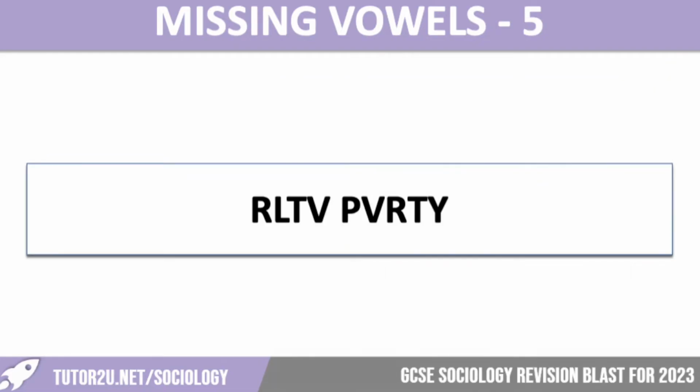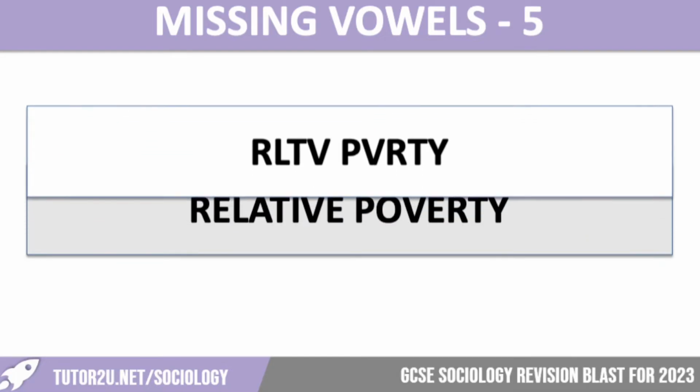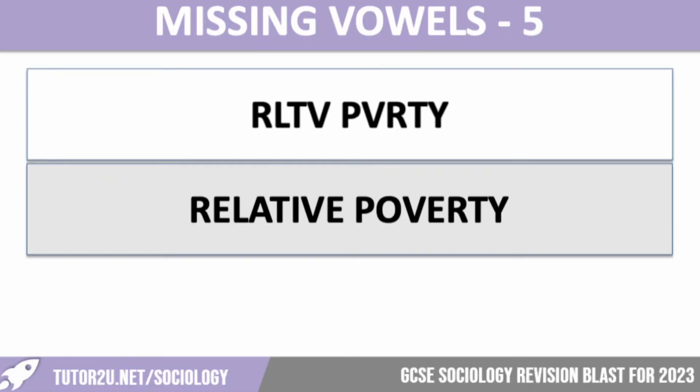Okay, number 5. So again, second word we should recognise quite easily. But can we work out first word? Okay, let's have a look. So it's relative poverty. So when we are talking about relative poverty, it's about being without the important things that we expect from UK society.